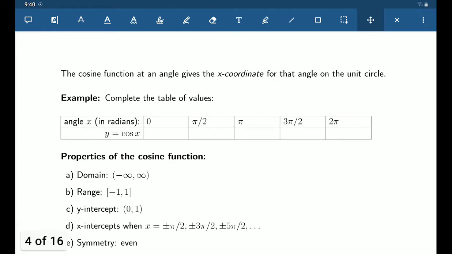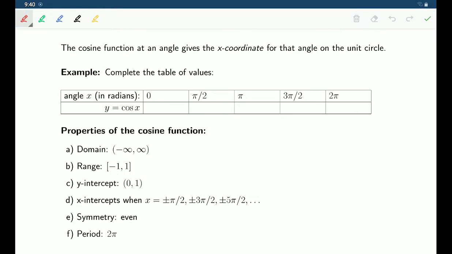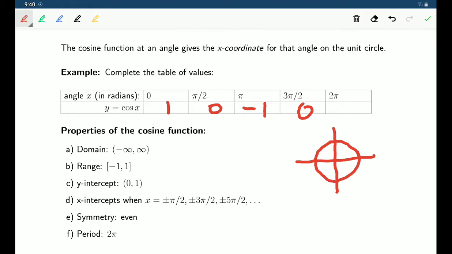Now for the cosine function, we've defined that as being the x-coordinate on the unit circle. And if we're thinking about the x-coordinate on the unit circle, when we started at 0 radians, the x value on the unit circle is 1. As we make our way up to pi over 2, the x value is 0. Then when we make our way to pi, it's -1 for the x value. Then the x value is 0. Then the x value is back to 1 again once we make our way to 2 pi.